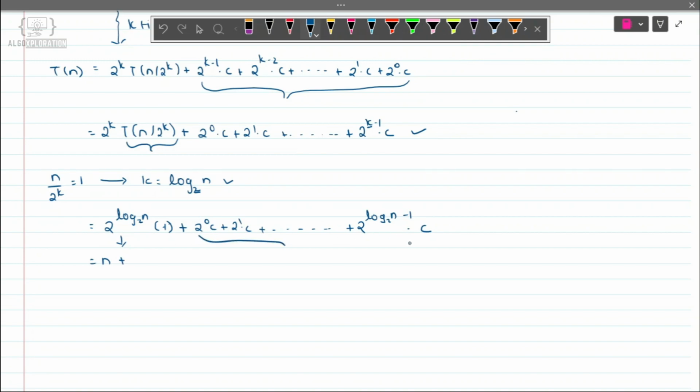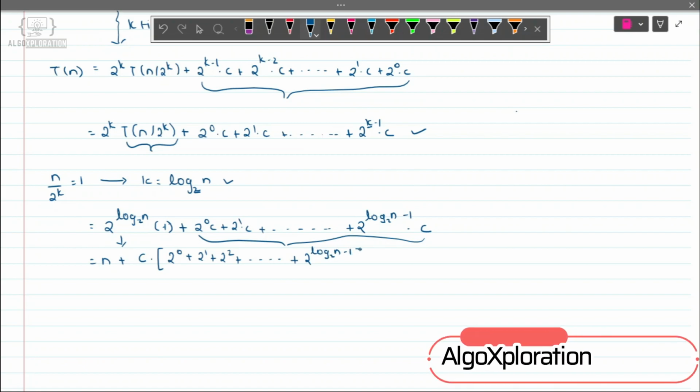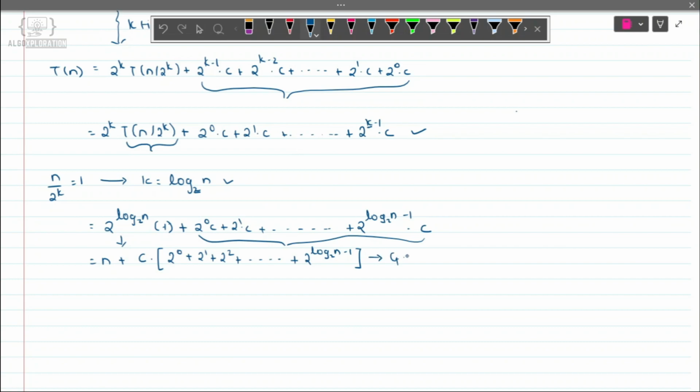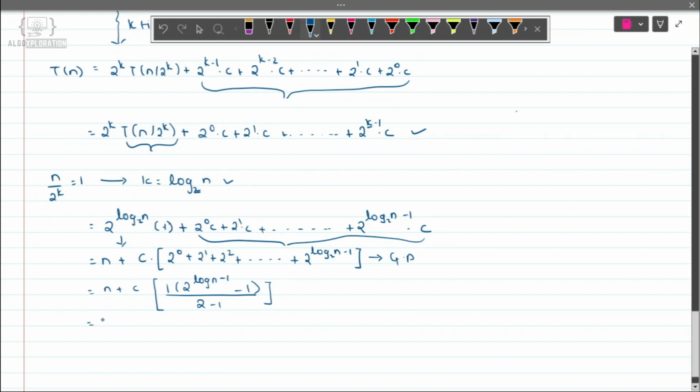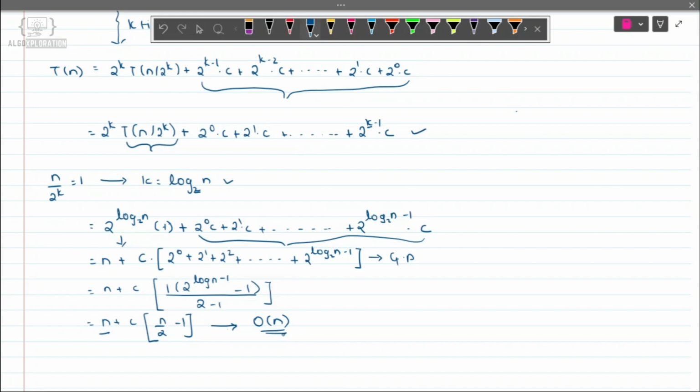Pulling this c from this part, we get c into (2^0 + 2^1 + 2^2, and so on till 2^(log n base 2 - 1)). Now this is the GP series, so it will be n plus c into (1 into (2^(log n) - 1)) upon (2 - 1). So n plus c into (n - 1). So the dominant term is n, so it will be order of n. So the time complexity of this pseudo code will be order of n.